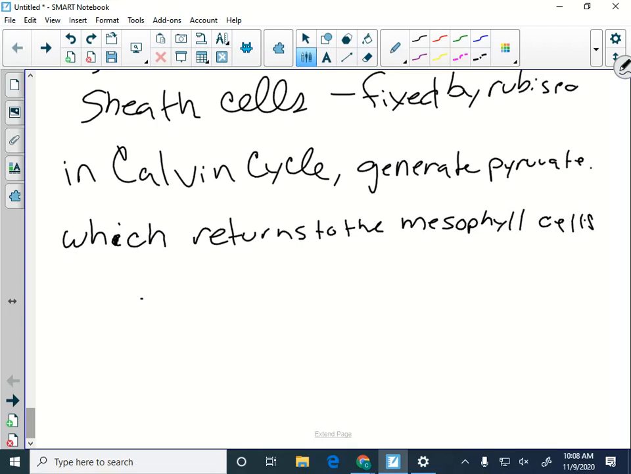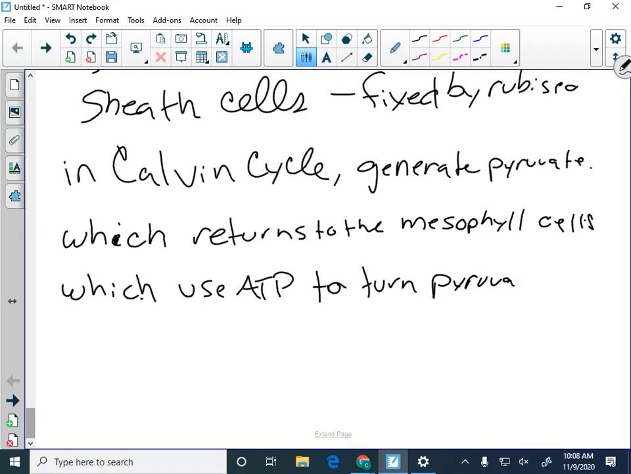And those mesophyll cells will use ATP to turn pyruvate into PEP. That seems a little bit complicated, and I might have gotten confused in there a little bit.